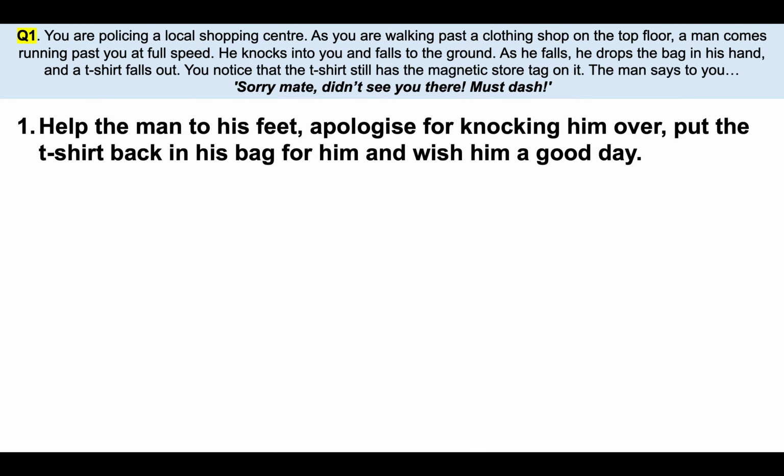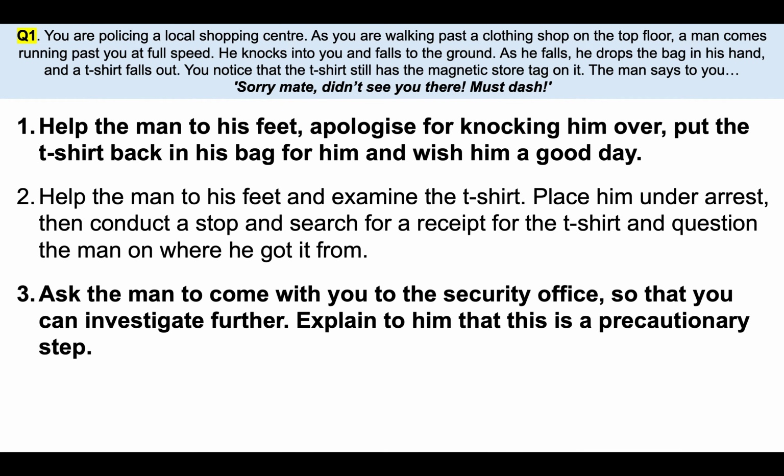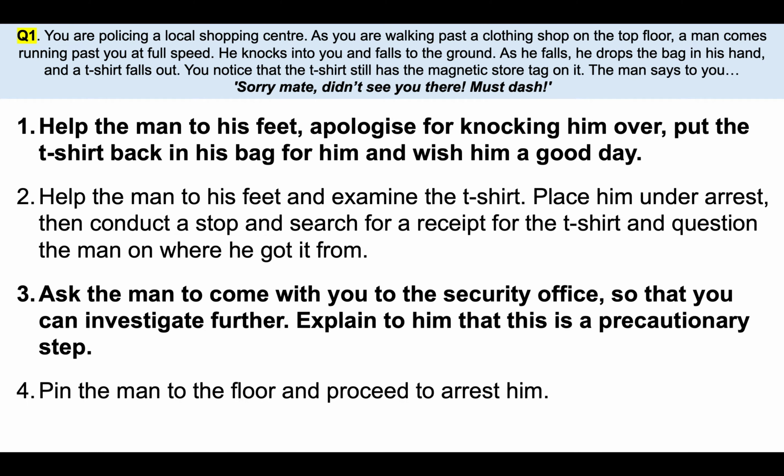Number 1, help the man to his feet, apologise for knocking him over, put the t-shirt back in his bag for him, and then wish him a good day. Number 2, help the man to his feet and examine the t-shirt. Then place him under arrest. Then conduct a stop and search for a receipt for the t-shirt and question the man on where he got it from. Or number 3, ask the man to come with you to the security office so that you can investigate further. Explain to him that this is a precautionary step. Or number 4, pin the man to the floor and proceed to arrest him. And you have to choose which answer option out of 1, 2, 3 or 4 best describes what you would do in that given situation.